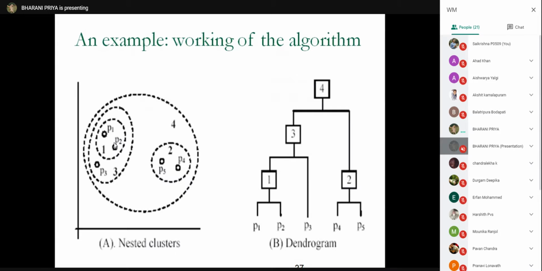So a nested cluster: at the point P1 you have P2, okay, and P1 and P2 are nearest, so you are clustering them. After that, there is P3, which is near to P1 and P2, so you are again clustering it. Similarly, here P4 and P5 are near, so you are clustering them. Again, you are grouping the entire one. This is the example of a dendrogram, wherein you are representing the clusters in the form of a tree structure.